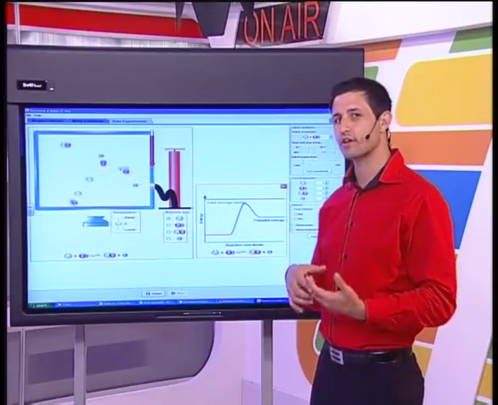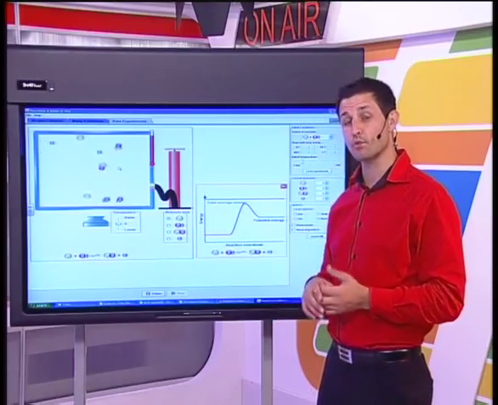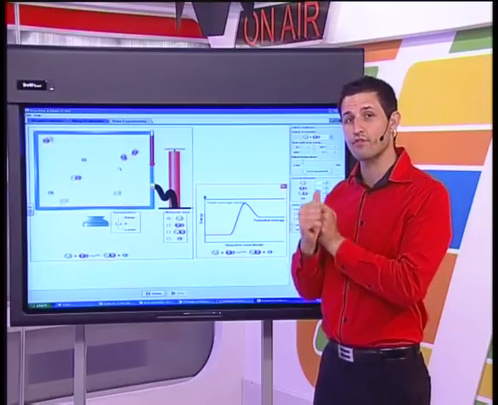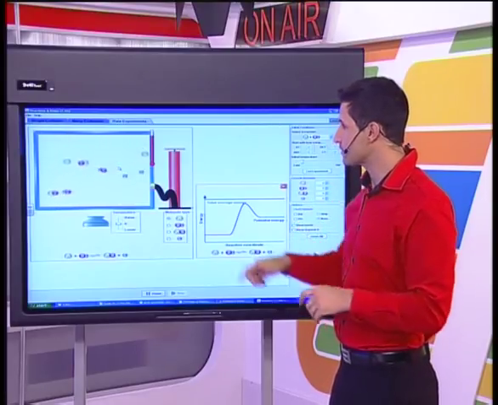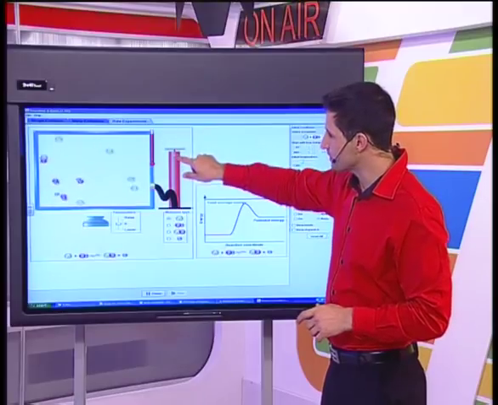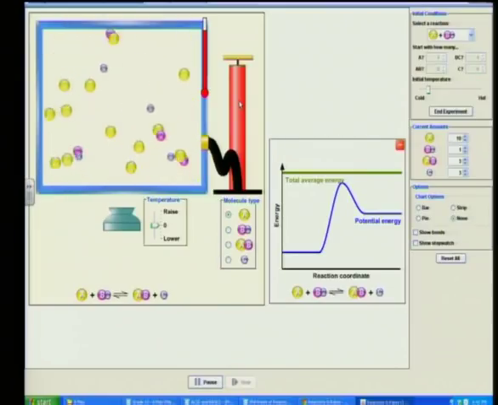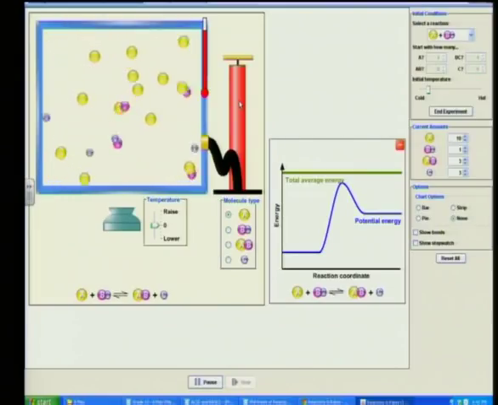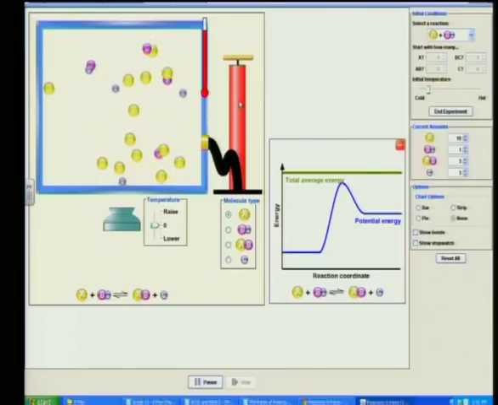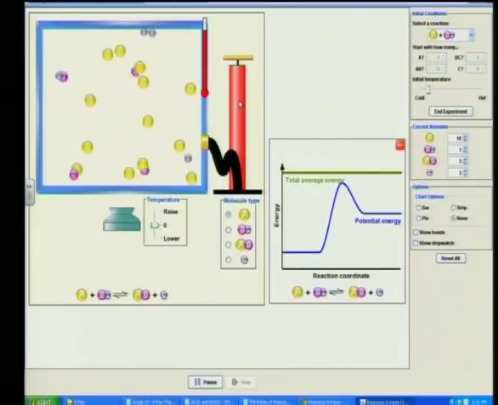What happens if I start introducing lots of one? In other words, increasing the concentration of only one of them. What I'll notice is that as I pump this, I'm releasing more particles of A inside there. Now you can see that there's lots of yellow. I've increased the concentration of my yellow. So that is particle A.